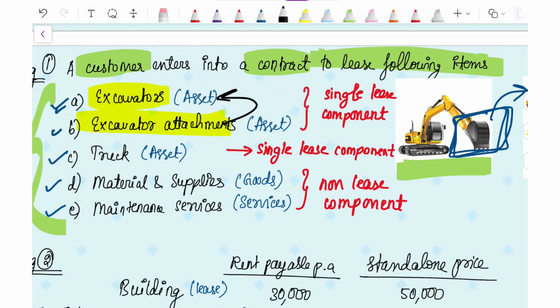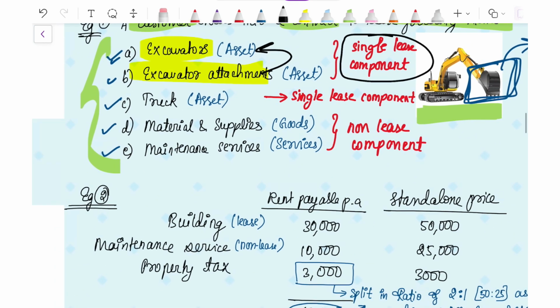So excavator and excavator attachment both will come as a single lease component. Okay. Then talking about a truck, again truck is an asset. You can get benefit from it. And again, what we can say is that it is not highly interrelated or interdependent on anything else. So it can also be made into another separate lease component. So there is one first lease component which includes excavator and excavator attachment, and a second lease component which includes truck.